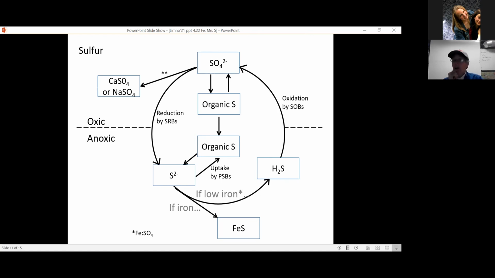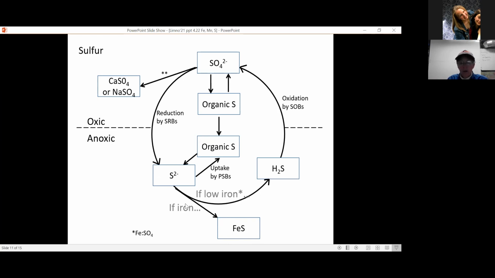Here's the connection to the iron cycle. If there is iron in the water, then the hydrogen sulfide will bind to the iron and you will get iron sulfide. This is pyrite, or versions of pyrite, and it precipitates out and doesn't redissolve again very rapidly at all. It takes months before it will redissolve, even if you put it in a reducing environment. On the other hand, if it's a low iron environment, you'll get hydrogen sulfide.